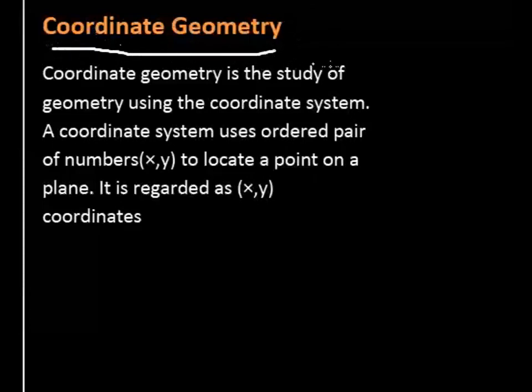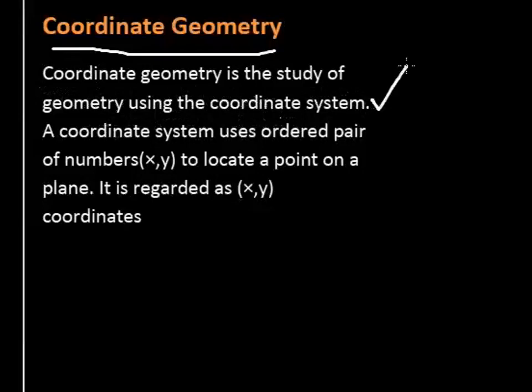So now the topic before us is coordinate geometry. We're going to be looking at the definition of coordinate geometry. So what is coordinate geometry? Coordinate geometry is defined as the study of geometry using a coordinate system, right? The study of geometry using a coordinate system.